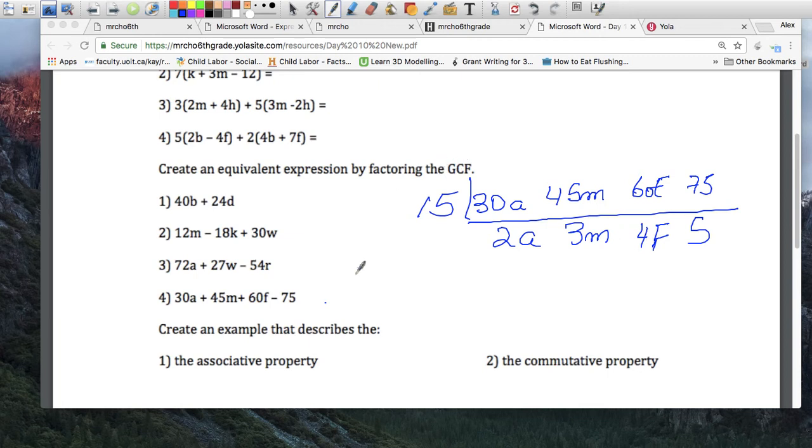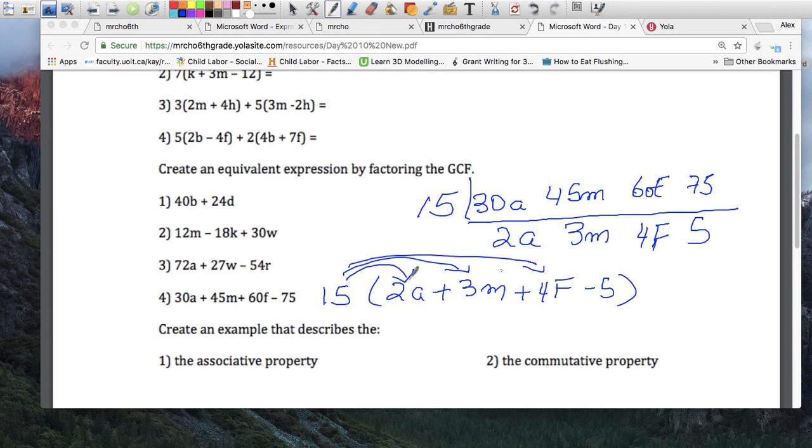Okay, so the number outside is 15 because that's the GCF. The numbers inside are 2A plus 3M plus 4F minus 5. You can again double check. 15 times 2 is 30, good. 15 times 3 is 45, good. 15 times 4 is 60, and last one, 15 times 5 is 75. Okay.